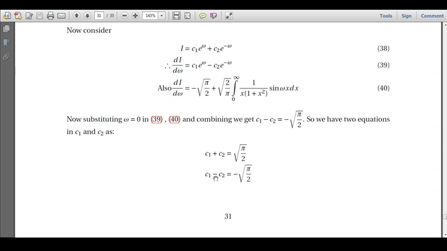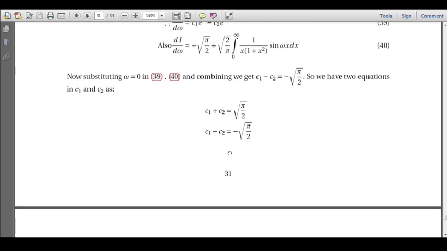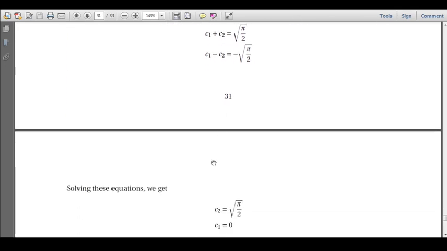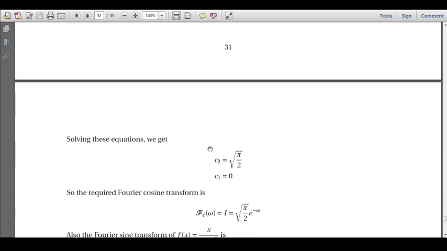When we subtract the second equation from the first one, c1 minus c1 goes to 0, and c2 minus minus c2, that is 2c2, is equal to root of pi by 2 plus root of pi by 2, that is 2 into root of pi by 2. So we got c2 is equal to root of pi by 2. Those are the solution steps. So c2 equal to root of pi by 2, c1 equal to 0.